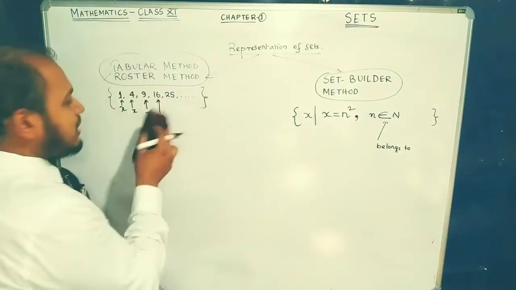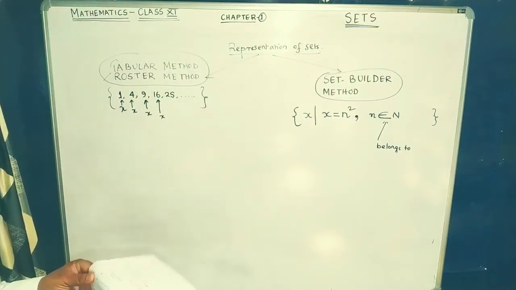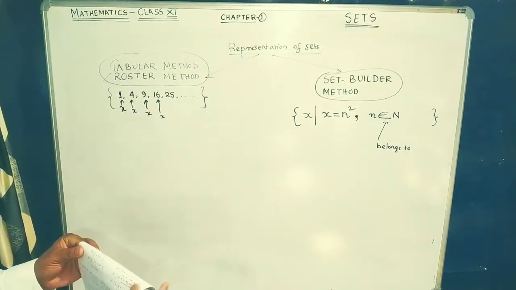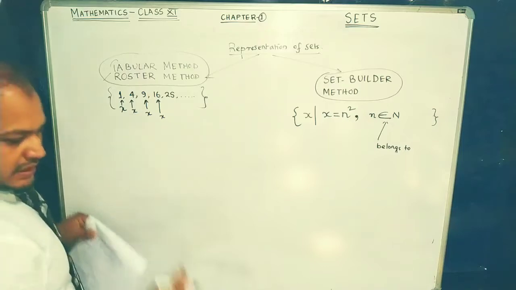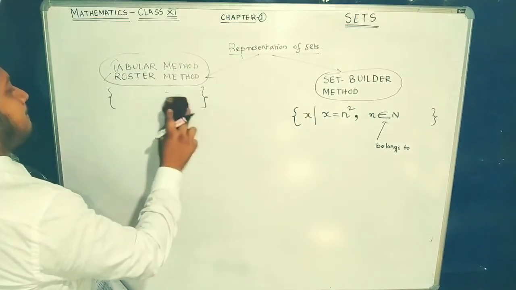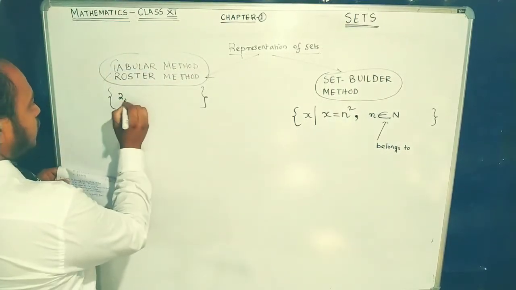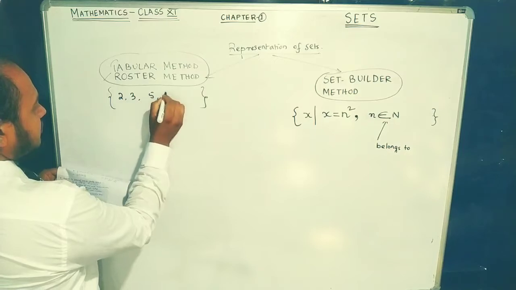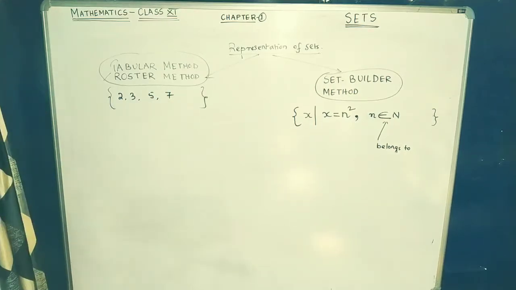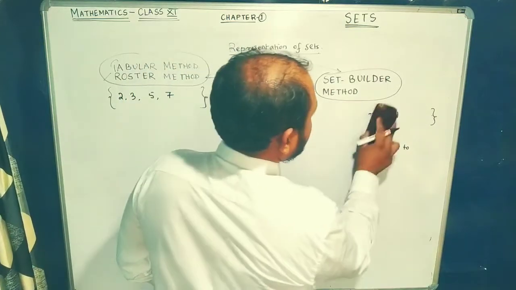Let us move on and give you another example so that you may be able to understand. Let us say we have a set. Now this is a very easy example. Let us say we have the set 2, 3, 5, 7. In set builder method, how will you express this set?